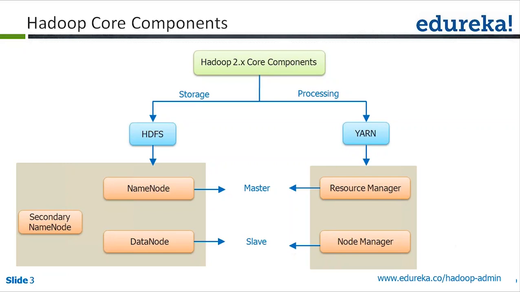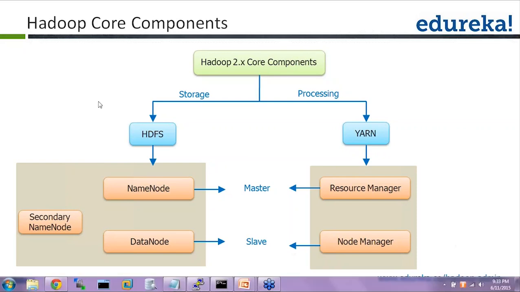Processing is basically dependent upon two different daemons, which are called the resource manager and node manager. And we have three major components of the Hadoop distributed file system, which are name node, data node, and secondary name node. As the name suggests, the secondary name node is just a backup node of the primary name node.